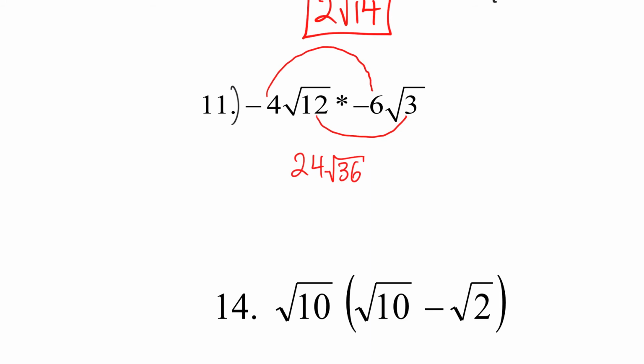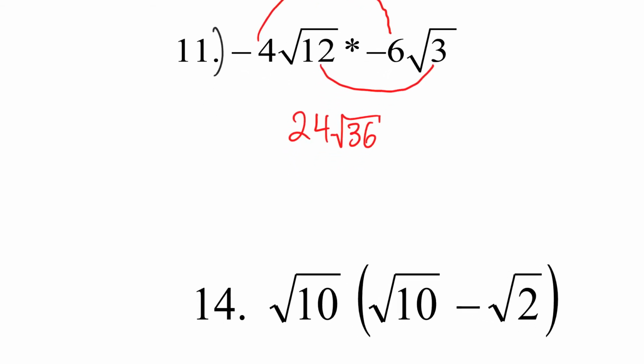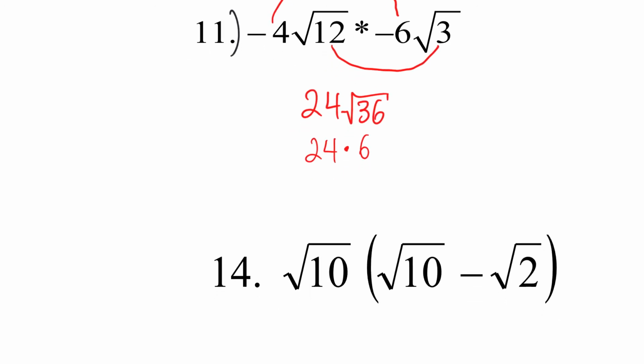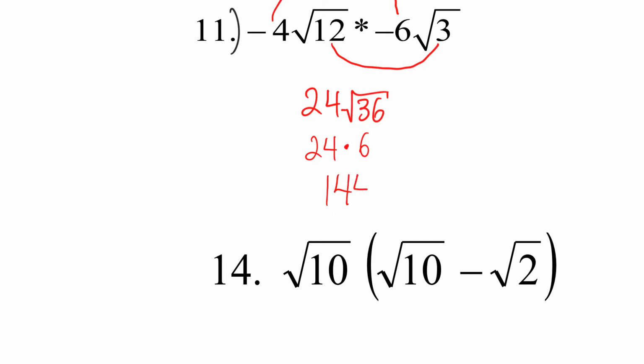Now, on this one, I could do all the work to break down 36, but actually 36 is what we talked about yesterday, a perfect square. Right? What's the square root of 36? It's just 6, because 6 times 6 is 36. So if you recognize that it's a perfect square, you don't have to do the other work, and then 24 times 6 is what? 144.